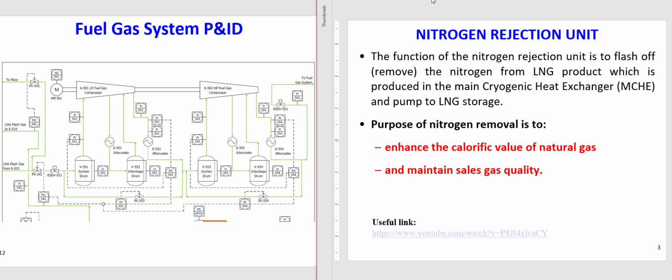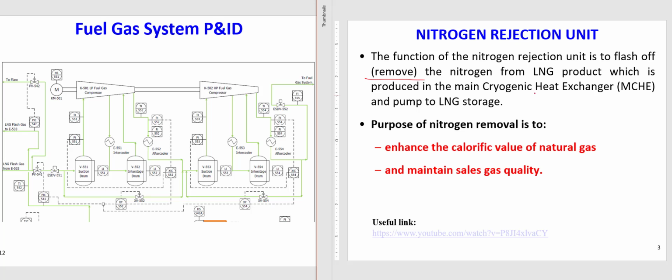A nitrogen rejection unit, as is obvious from the name, is a unit that is used to remove nitrogen from natural gas. The function is to flash off or remove the nitrogen from the LNG product, which is produced in the main cryogenic heat exchanger, or MCHE, and pump it to LNG.